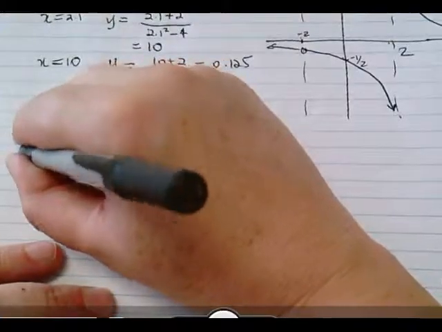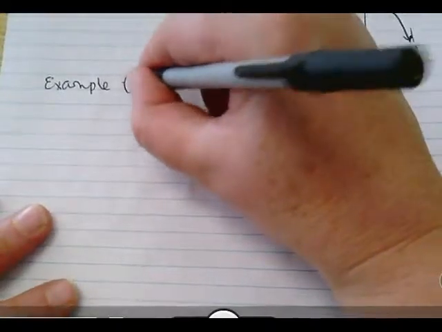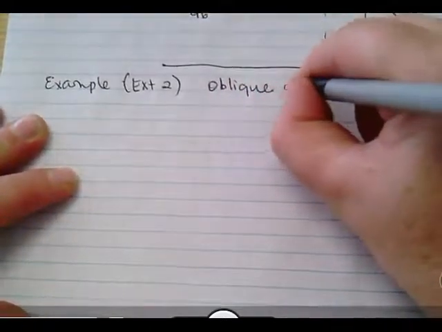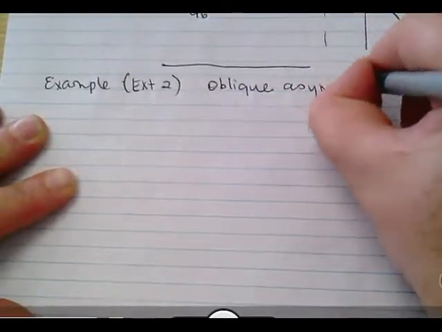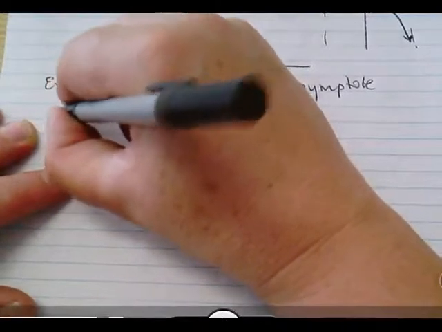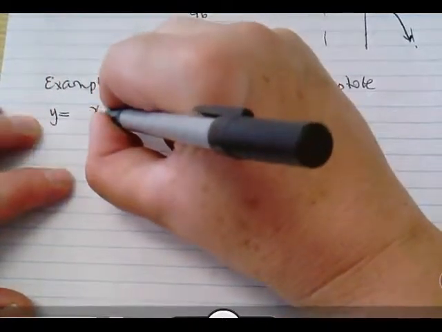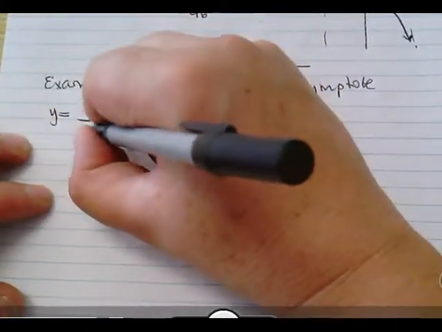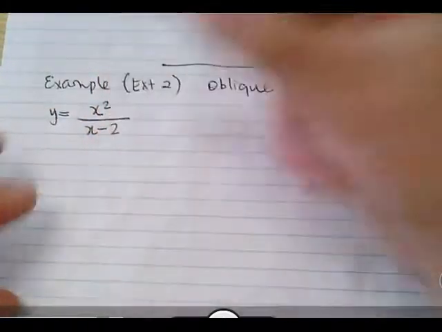Another example, but this one's a bit different. This is really extension 2, not extension 1. And this one will have what's called an oblique asymptote. Now, we're asked to sketch the function y equals, was it x squared over x, I think minus 2.